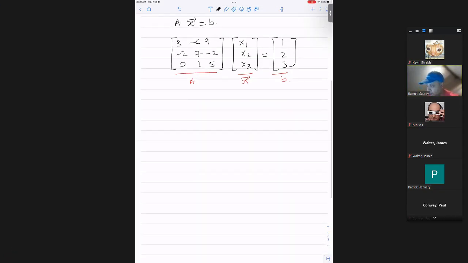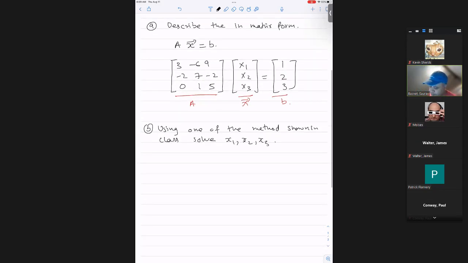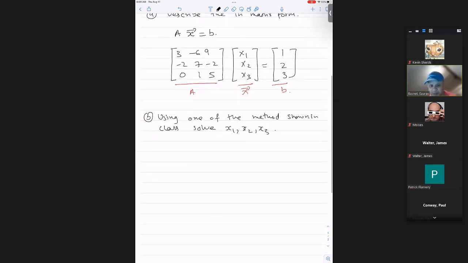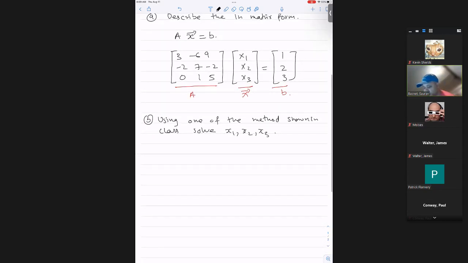Okay, so the second question may be B: using one of the methods shown in class, solve for x1, x2 and x3. It will be similar to this if it is there in the exam.